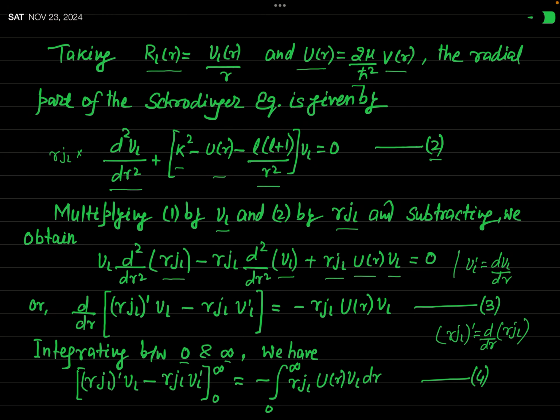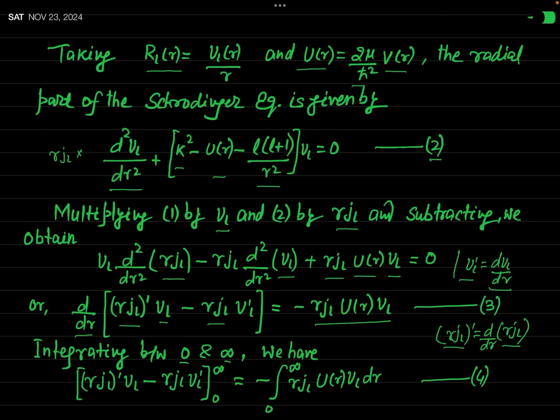Now the first two terms can be written like this. This is d dr operated on r j_l dashed times v_l minus r j_l times v_l dashed. Actually here when you say v_l dashed, that means dv_l by dr, and when you say r j_l dashed, this is d dr operated on r j_l. Okay, and this will be equal to minus r j_l times U of r times v_l.